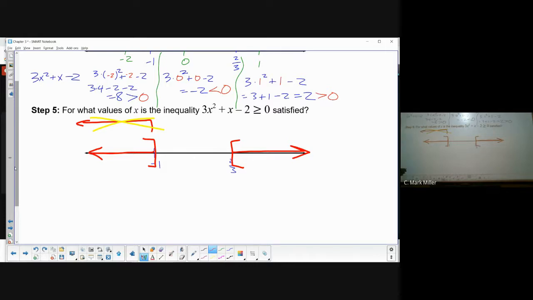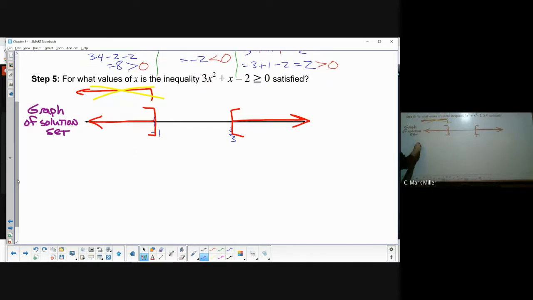Now, this is the graph of the solution set. What is the solution set? The solution set is the set of those red shaded numbers on the number line.